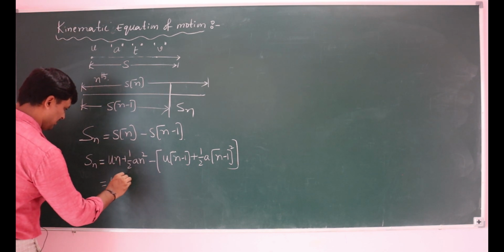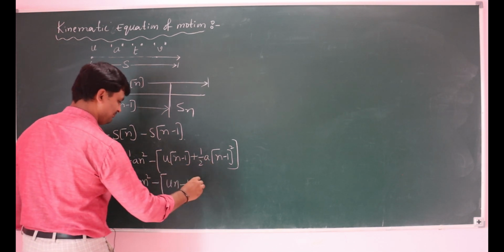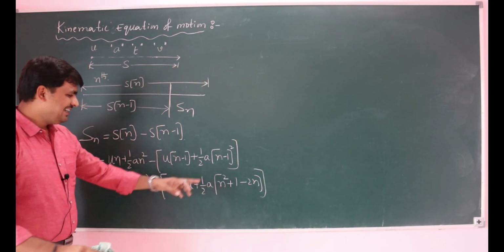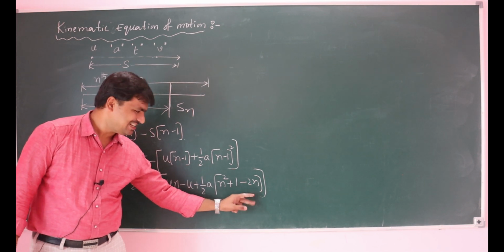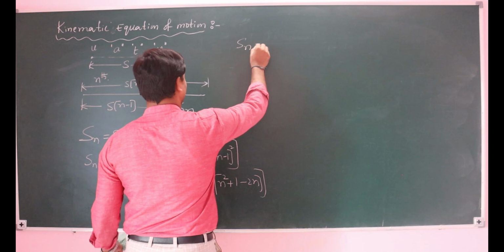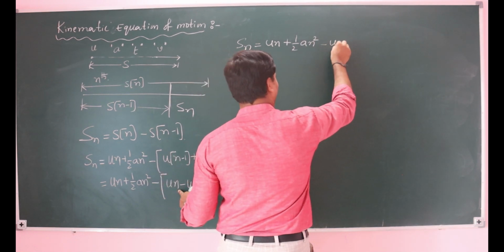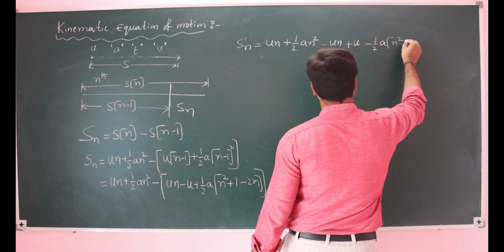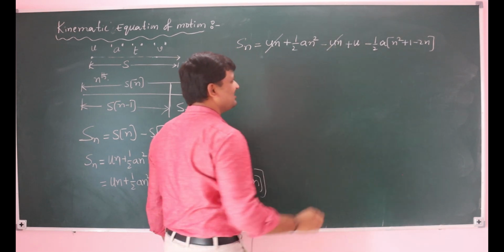Now, un plus half a n square minus un minus u plus half a into (n square plus 1 minus 2n). For (a minus b) whole square the expansion is a square plus b square minus 2ab, so we are getting that. Now try to further simplify. Sending the minus inside, Sn is equal to un plus half a n square minus un plus u minus half a into (n square plus 1 minus 2n). Any cancellations here? Yes, you may cancel this.